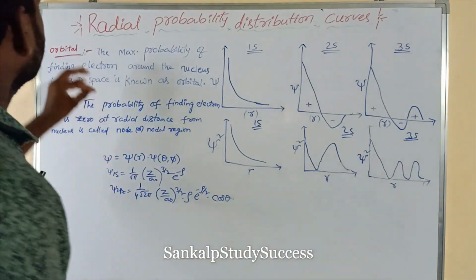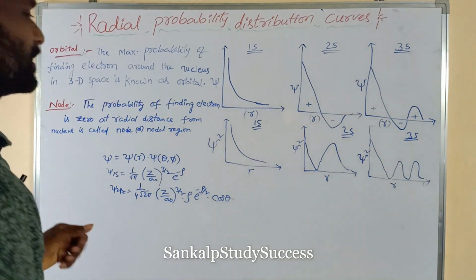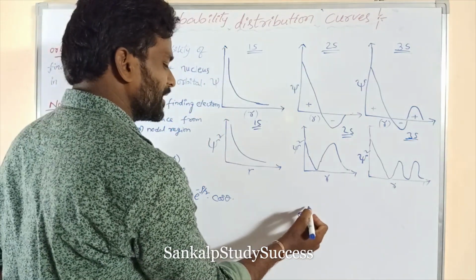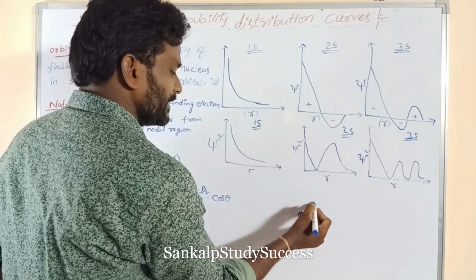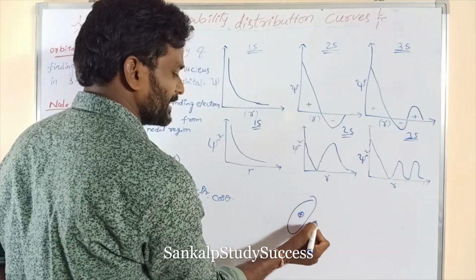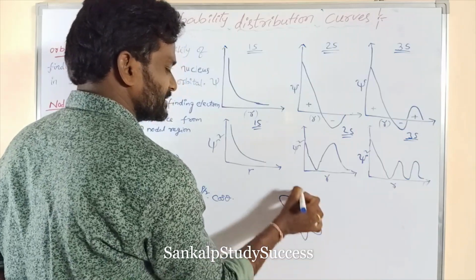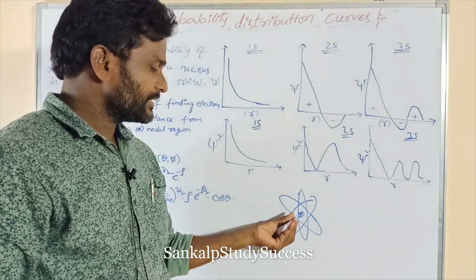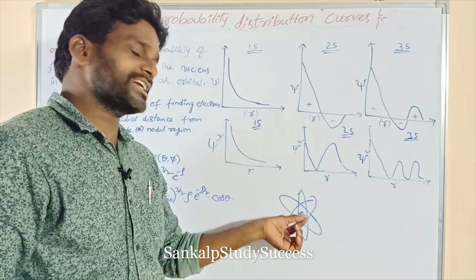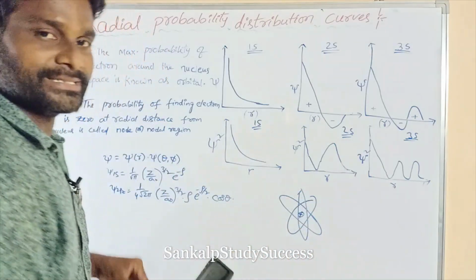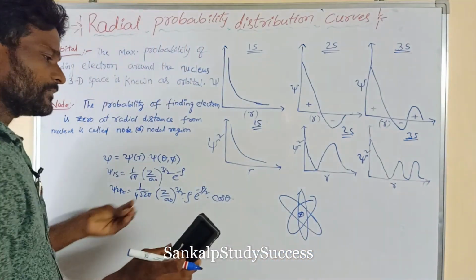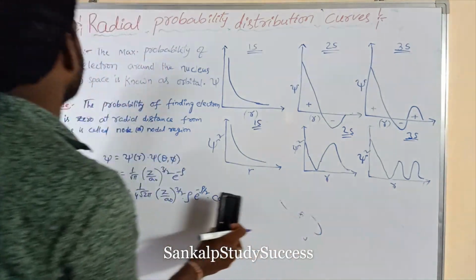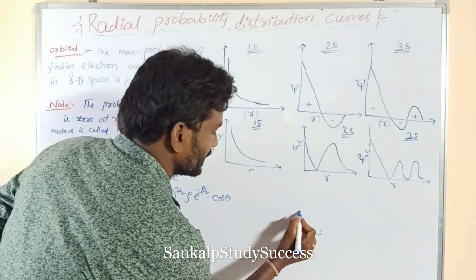Listen to me. First of all, orbital. Here this is the nucleus. The electron can revolve around the nucleus in three-dimensional space, like x axis, y axis, and z axis. The electron can revolve around the nucleus in a circular path. That is said to be an orbit in three-dimensional space. So these circular paths are said to be orbits.